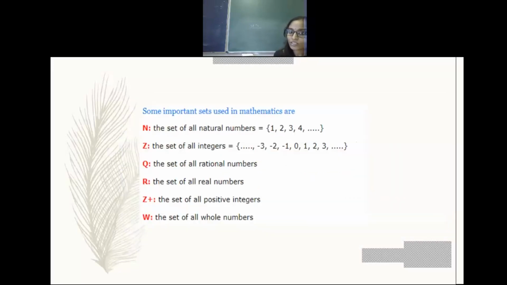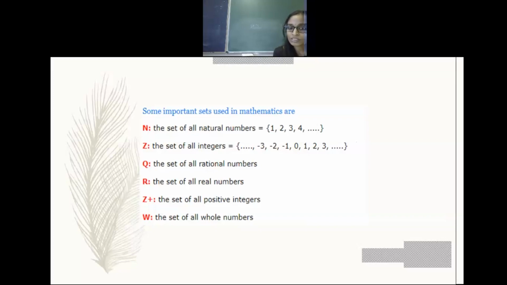These are some of the important sets used in mathematics. Like we all know, the natural numbers are nothing but the counting numbers. It starts from 1, 2, 3, 4 and so on. Z is the set of all integers, meaning we have all positive numbers, negative numbers and 0. Q is the set of all rational numbers, numbers which can be expressed in the form of p by q, where q is not equal to 0. And then R, the set of real numbers, like all the above sets come under real numbers.